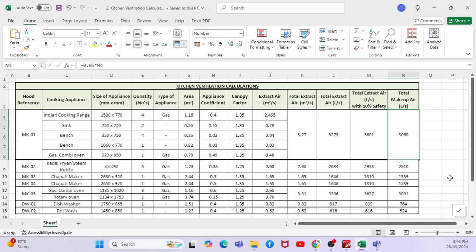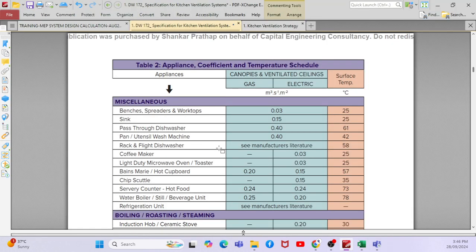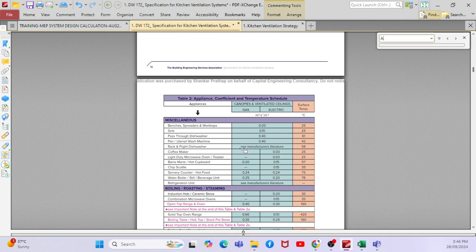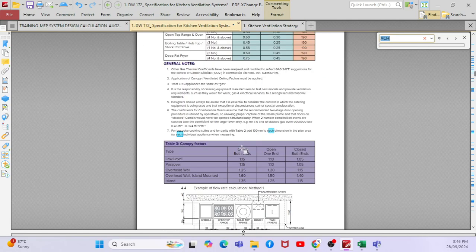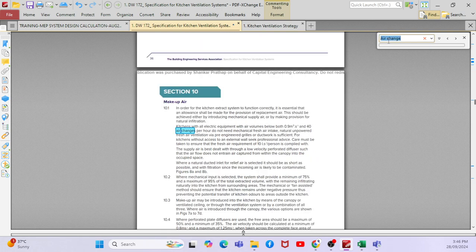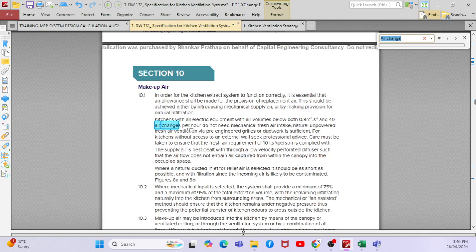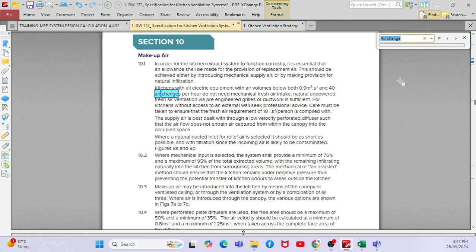Sometimes they do, based on the air change per hour method. If I go to DW 172, that is just for rough estimation. Yes, exactly. If I search air change per hour, let me search here. Can you see, approximately for a kitchen with all electrical equipment, you can calculate 0.939 meter cube per second, and 40 air changes per hour, right? So some of the time they apply air change per hour. I can go further.